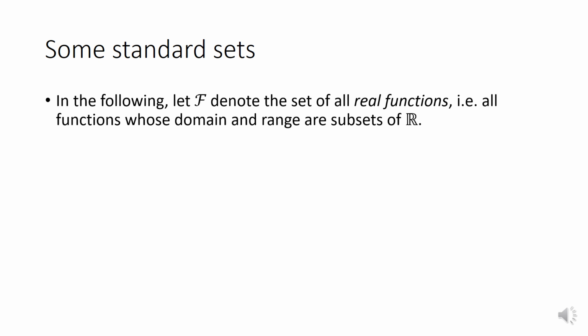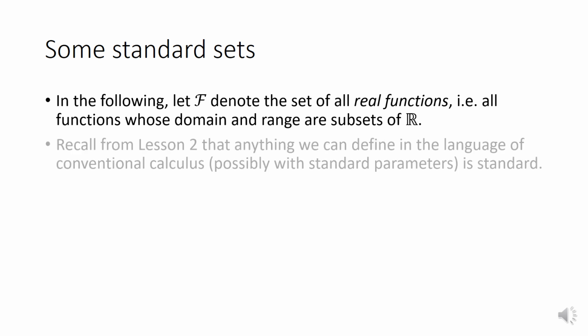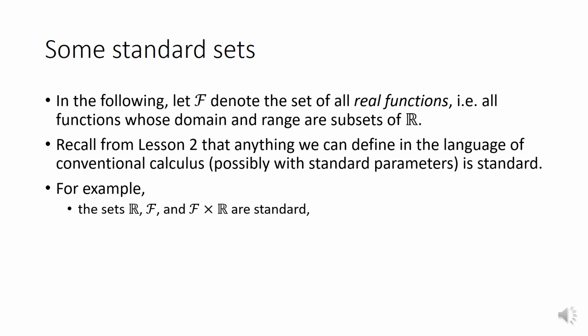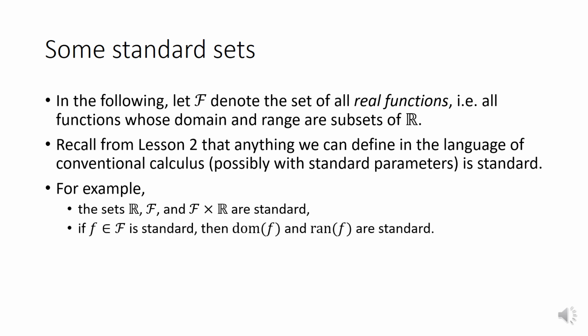In the following, the calligraphic capital F denotes the set of all real functions, that is, all functions whose domain and range are subsets of R. Recall from Lesson 2 that anything we can define in the language of conventional calculus, possibly with standard parameters, is standard. For example, the sets R, F, and the Cartesian product F cross R are standard. If f is a real function and standard, then the domain of f and the range of f are standard.